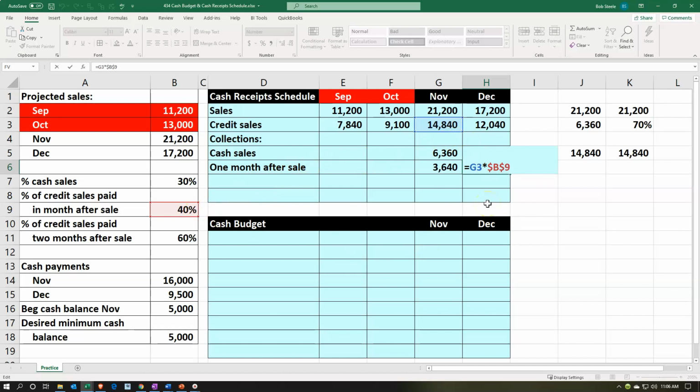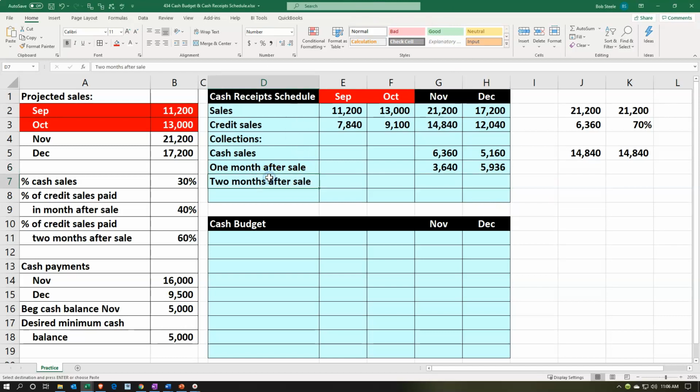that being December. Now we're going to say the collections that are going to happen 2 months after the sale, which is once again why we have the September numbers up top. We've got the credit sales here. We're going to collect 60% of it 2 months after, that being now November. So we're going to say this will be equal to the 7,840 times. We're going to pick up that 60%.